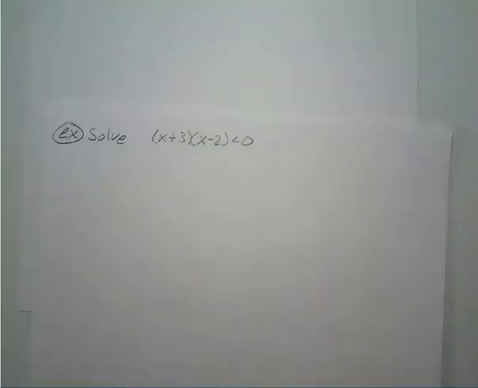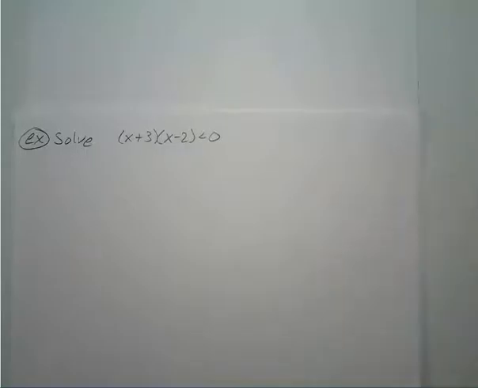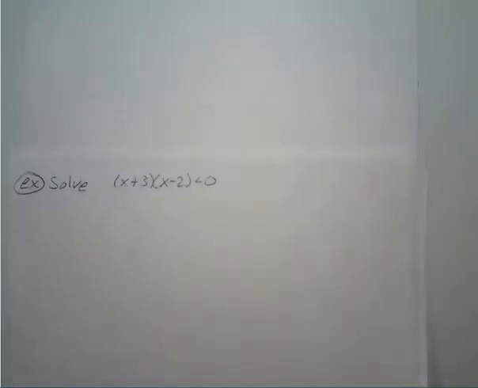Let me bring that down. Let's say, for example, we wanted to solve x plus 3 times x minus 2 is less than 0.